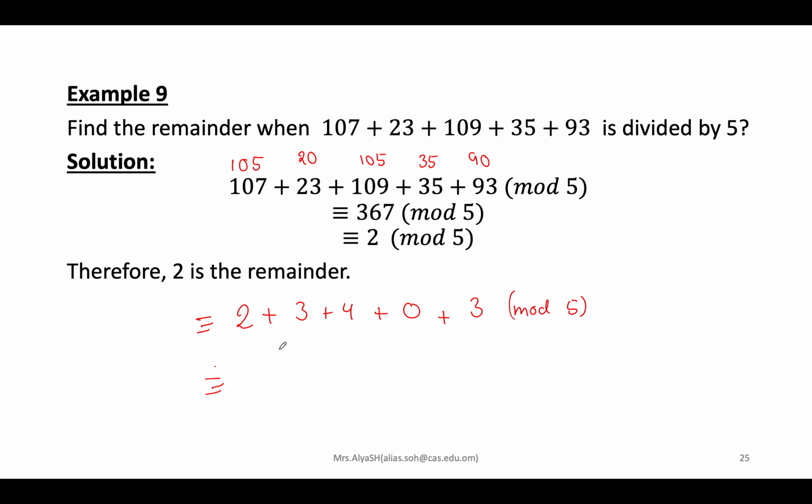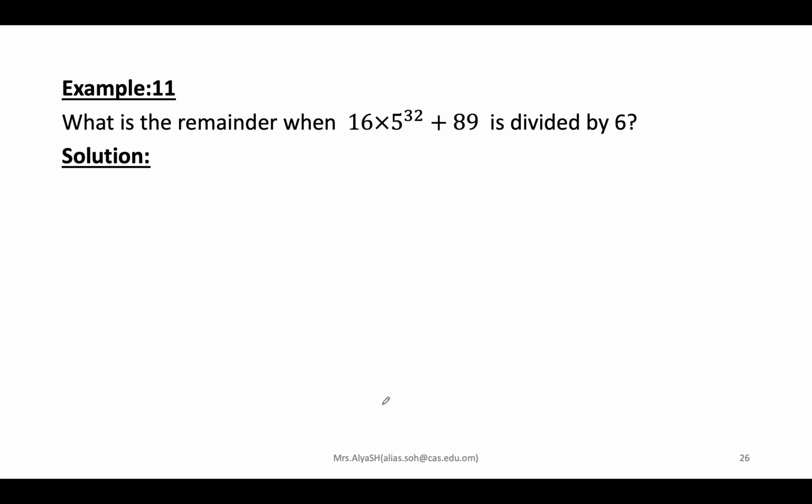This is congruent to 2 plus 3 plus 4 plus 0 plus 3, which is 12. So 12 mod 5 is congruent to 2. The nearest multiple of 5 to 12 is 10. So here we have the remainder as 2 mod 5. All right. Let's check another example here.